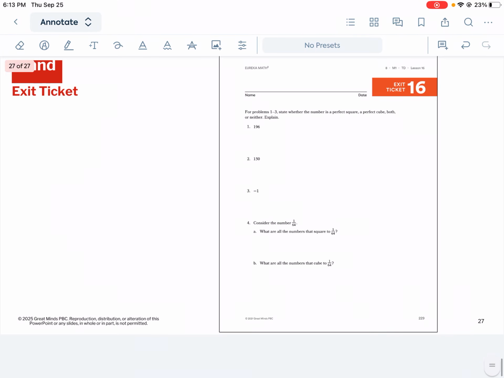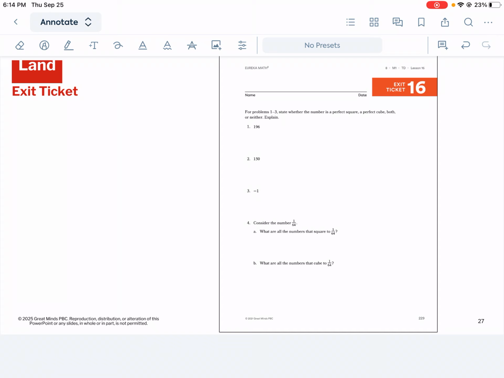Here was your exit ticket. If you have not completed your exit ticket yet, make sure you complete it and get it in. For 1 through 3, it says to state whether if the number is a perfect cube, a perfect square, both, or neither, and explain why. So just give a quick little sentence. It doesn't have to be a long paragraph, just a small sentence as to why something is or is not a perfect cube or square.